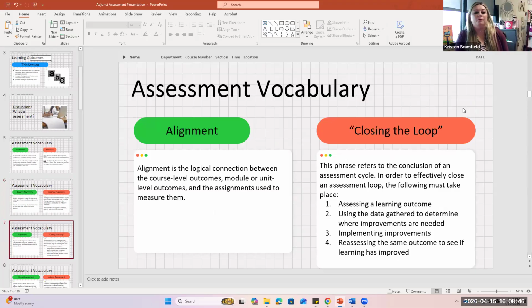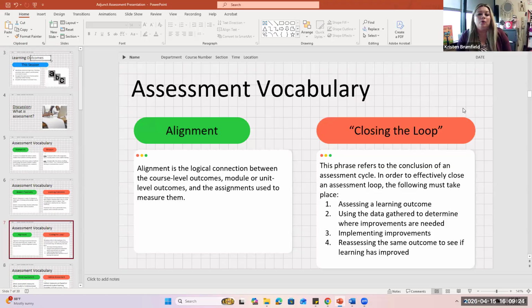Closing the loop will be a term when we go over the actual assessment report that we might get into a little more. But closing the loop is a phrase that refers to the conclusion of an assessment cycle. What you'll start to see is that if you teach that course every semester or once a year, there is an assessment cycle that you will get familiar with, where you will start to assess this course and you will start to maybe assess the same measure and outcomes until the loop is closed.